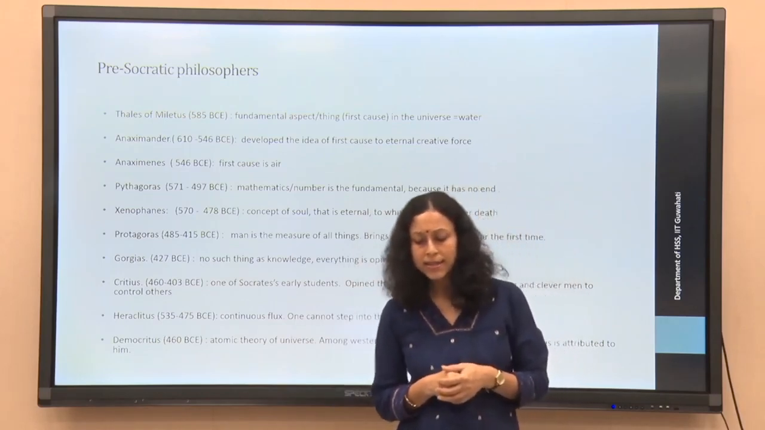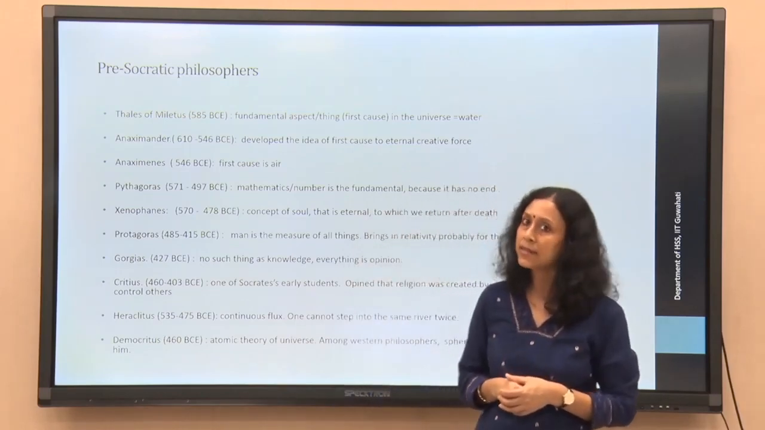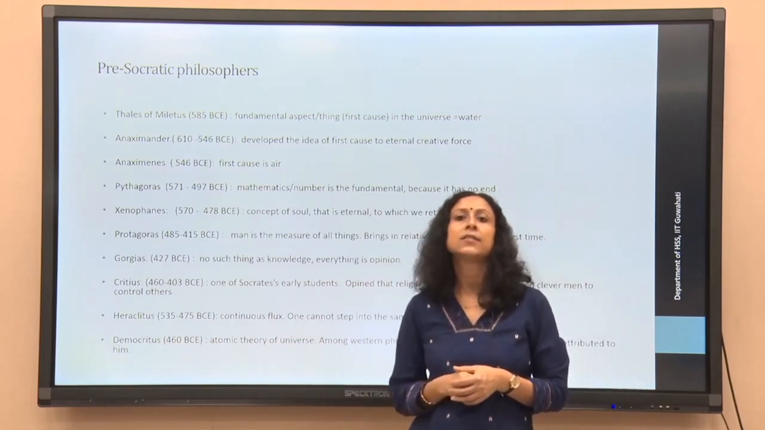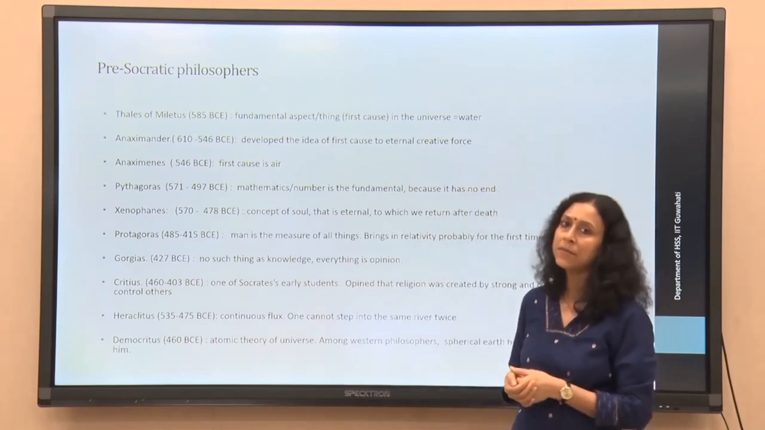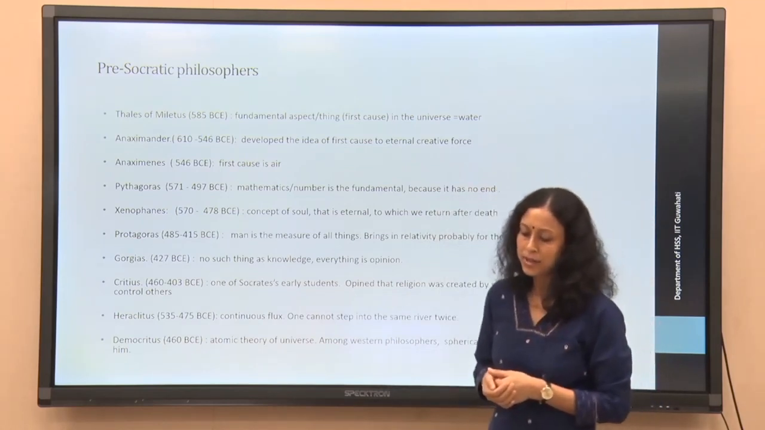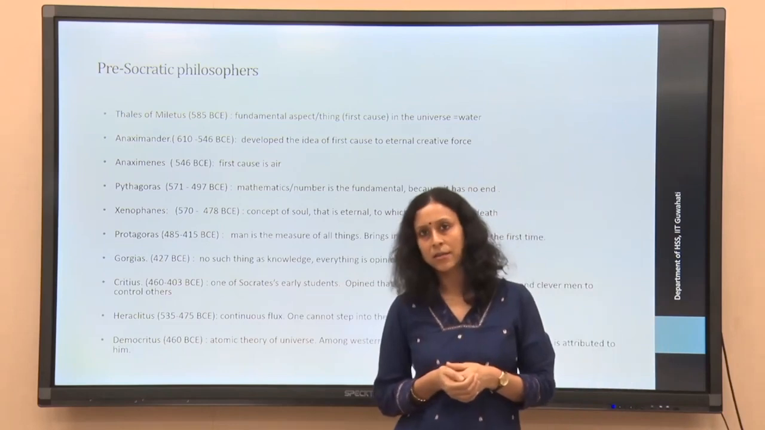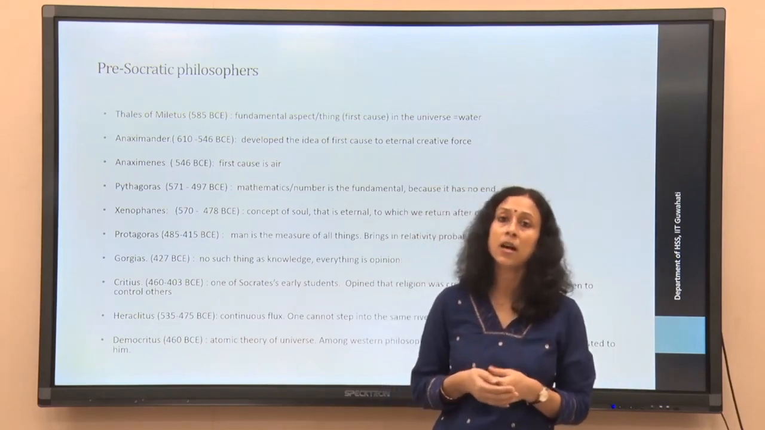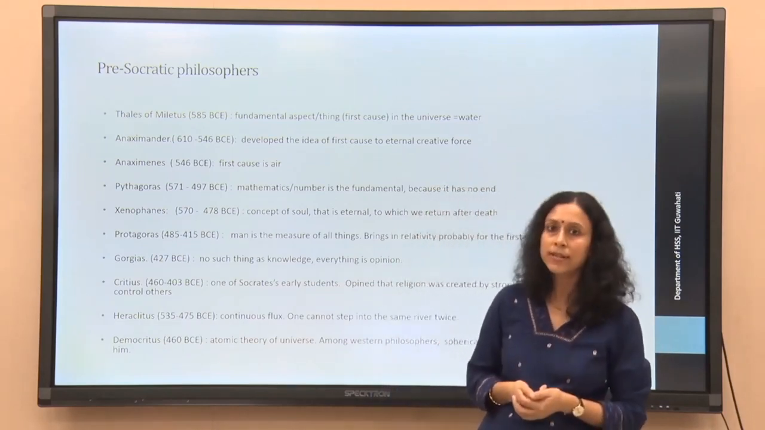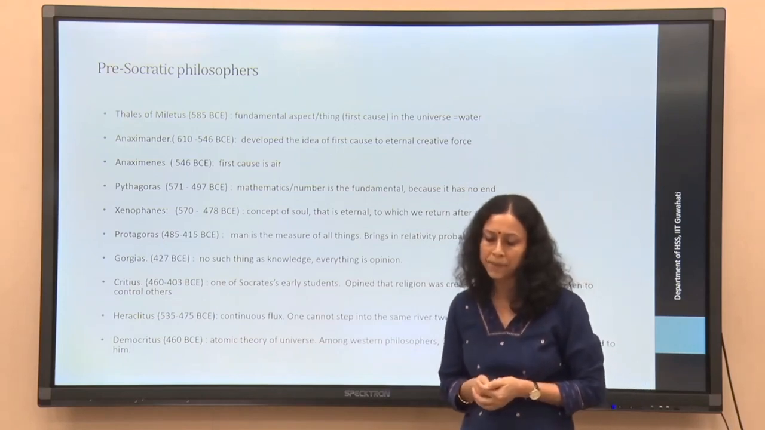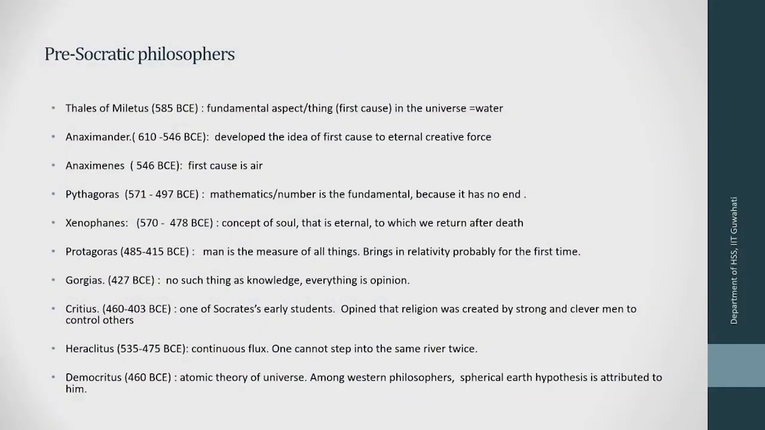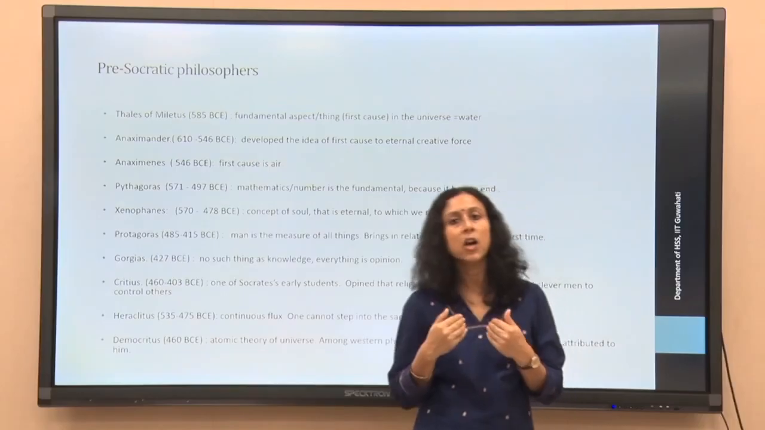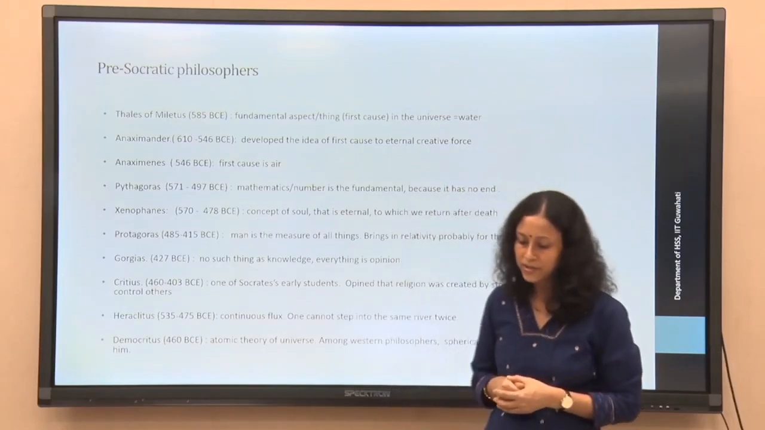Pythagoras, for example, said number and mathematics is fundamental because it has no end. And we will see Pythagoras has been revisited in the modern times, even in the age of cognitive science. So, the understanding of human knowledge and how we arrive at human knowledge actually goes back a very, very long time. And then we also see that Pythagoras takes a stand that man is the measure of all things, probably bringing in the idea of relativity for the very first time.